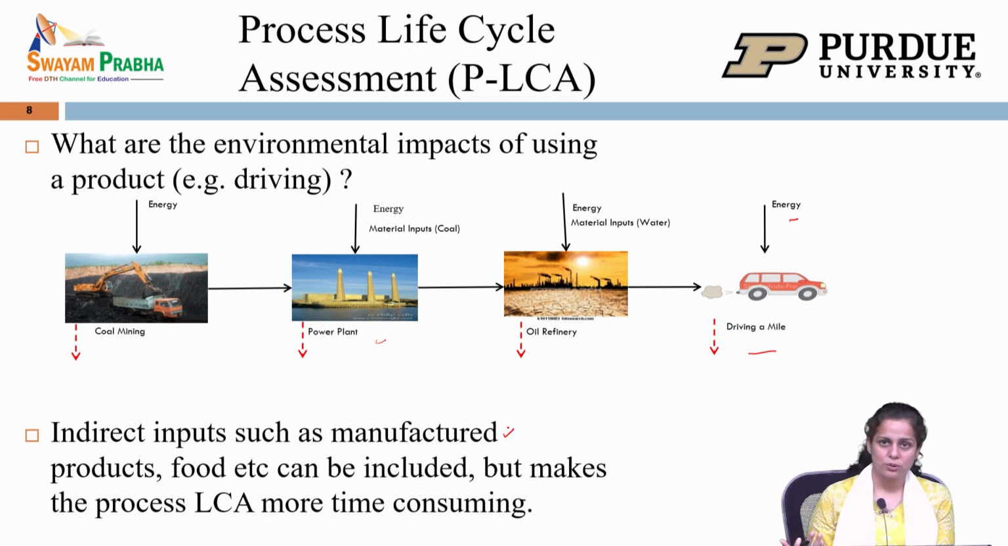which are not shown in this process LCA, as we have talked before that we might be missing some of the processes upstream. But there could be indirect inputs such as manufactured products. There could be food that may be an input to the laborers who are working in these manufacturing plants, and so on. So you can have a lot of these indirect inputs that we have not shown, and it can become very tedious and make process LCA very time consuming.